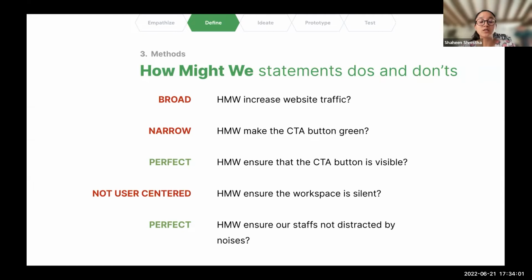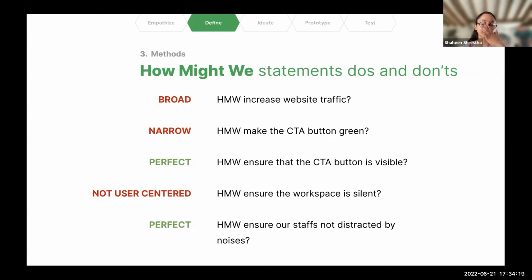And how might we ensure our staffs are not distracted by noises? I know. So this again is user centered. This is perfect because the user is in focus. It's not very broad. It's not too narrow also. So now we have a good playing ground to think of solutions.